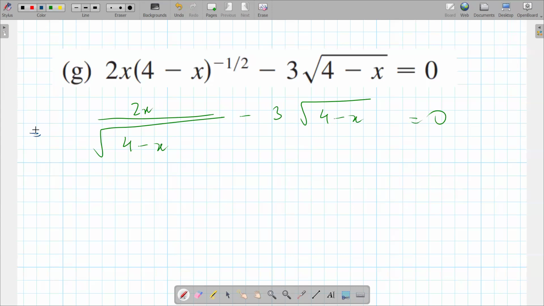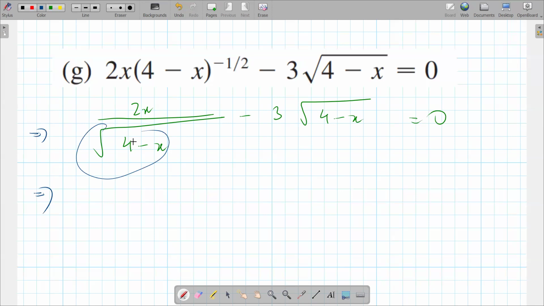We want to solve for x, okay? So one of them is a fraction, the other one is not. How do we combine a fraction and a non-fraction? I want one term. Right now I have two terms. You take the LCD, the lowest common denominator. What is the LCD here? It's root 4 minus x. This is the denominator. So that's going to be our LCD.